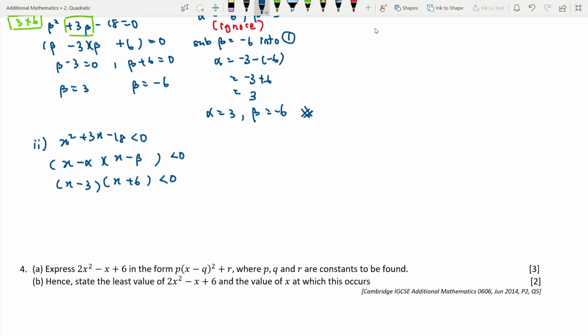For this inequality, I will solve it by using graph sketching method. This is the x-axis. We have -6 and 3. We have a positive x squared, hence it is a smiling curve. We are finding the area that is less than 0, which is this part. Hence, the range of values of x is between -6 and 3.